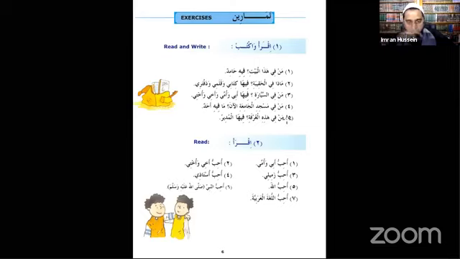Here, this is something new. Here, when ma comes with fi, ma means no. So ma fi ahad means no one is in the mosque. Okay, so no one is in the mosque.